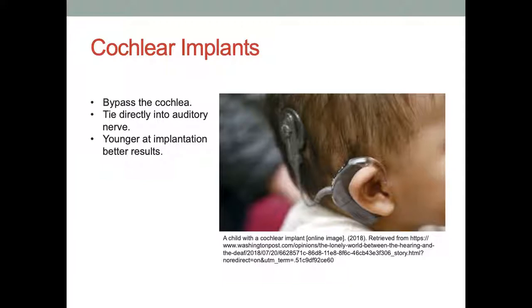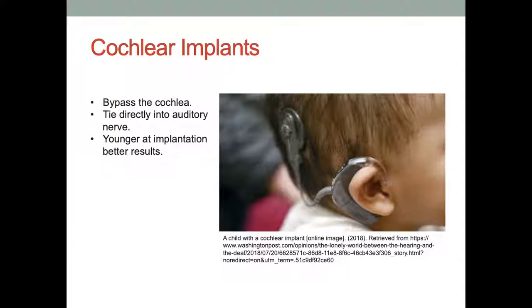So most people with sensorineural hearing loss are the ones who get these. Research shows that the younger you are when you get the implantation surgery, the better your results are going to be. You're able to pick up on the language and you're going to talk more normally and all that because you're around speech more often and you develop at the same rate as other children your age. Again, the younger you get it.